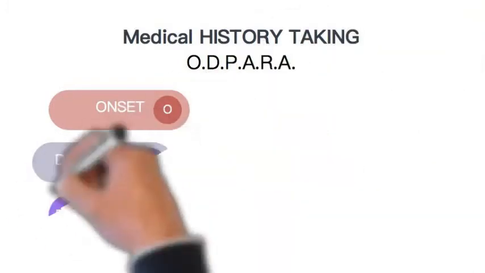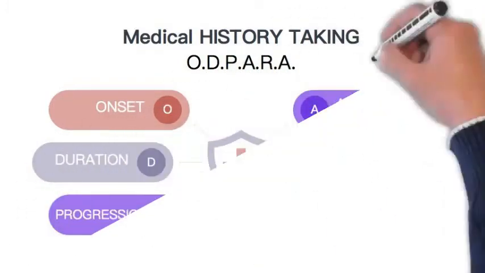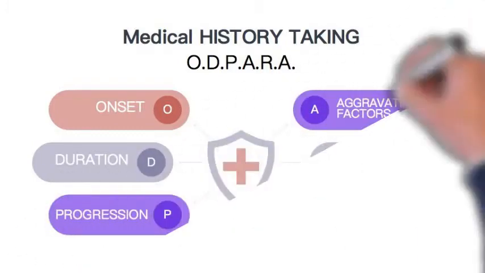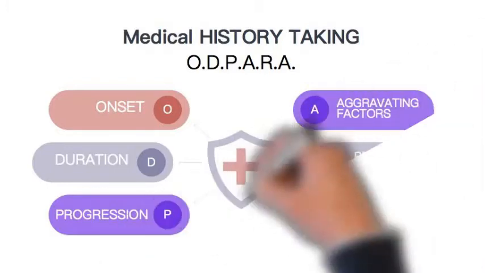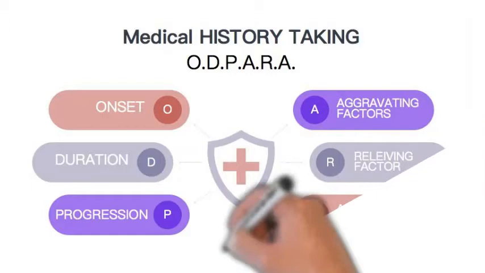Onset. How did it start? Did it come on suddenly, or gradually? Duration. For how long is it present? Progression. Since the start of symptoms, is it getting better, or worse, or staying the same? Is it the first time, or were there previous episodes?